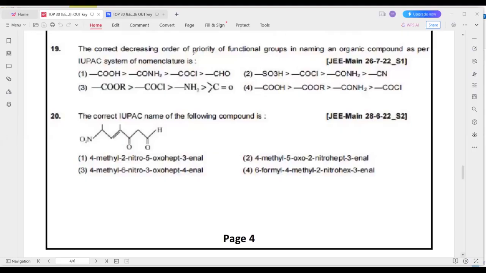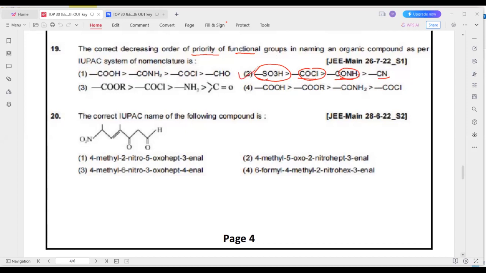Then, decreasing order of priority of functional groups. As we have studied in polyfunctional group priority order, the topmost functional group given highest priority is SO3H. Then COOH is given, but here COOH is not given. Then COCl, this is acid chloride, then amide, then cyanide. So for this the answer is the second option.